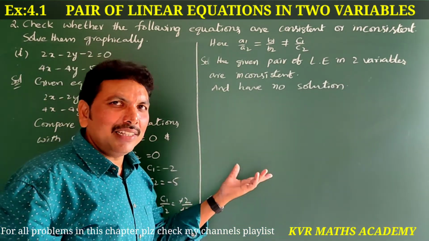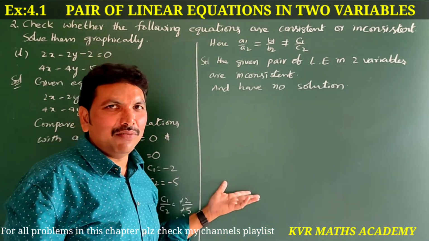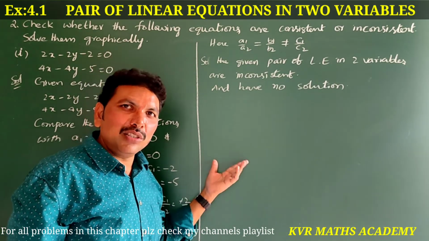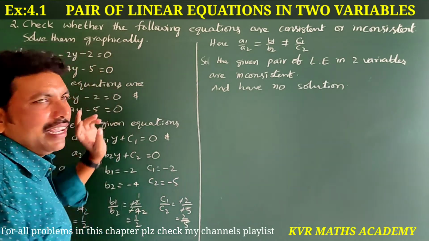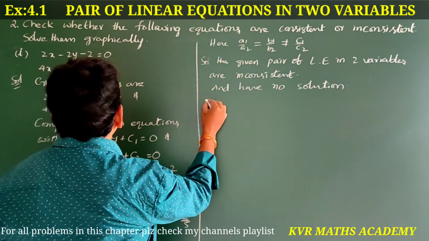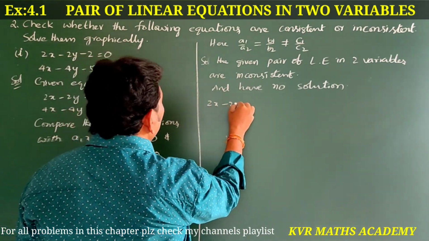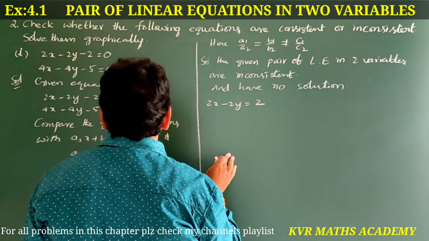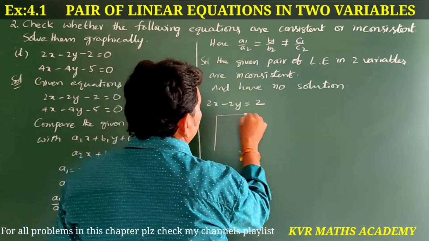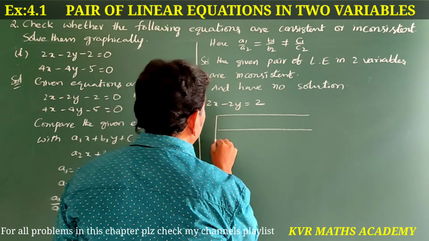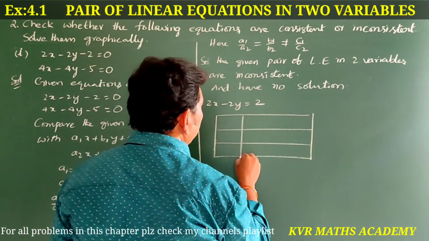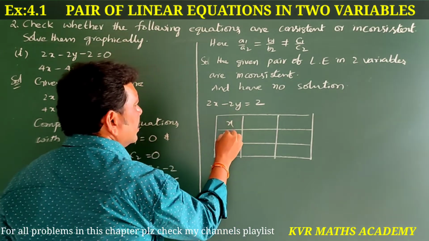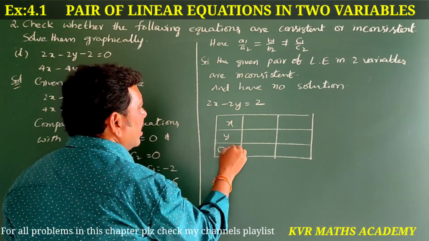Whether those are parallel lines or not, let us check on the graph. So let us solve graphically. First draw the tables for the given equations. First one, 2x minus 2y is equal to 2. Take two values, enough for these graphs. This is x, y, x comma y.